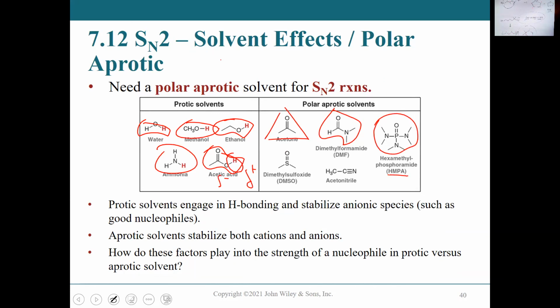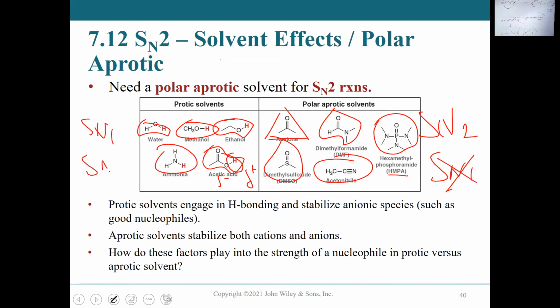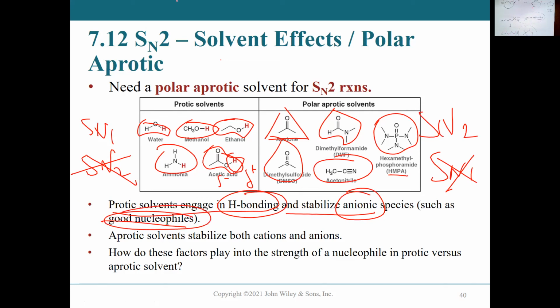Hexamethylphosphoramide, acetonitrile, DMSO. All those are polar aprotic solvents. They are good for SN2, but they are bad for SN1. In the case of polar protic solvents, they are good for SN1, but they are bad for SN2. It's the opposite. Protic solvents engage in H bonding and stabilize anionic species such as good nucleophiles. They hinder, they block good nucleophiles. That's why they are so bad for SN2 reactions.